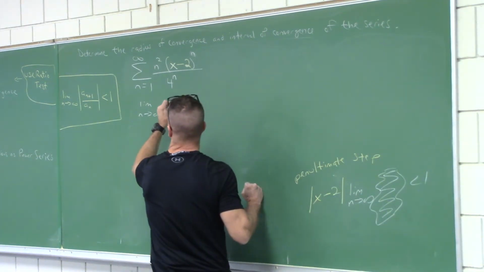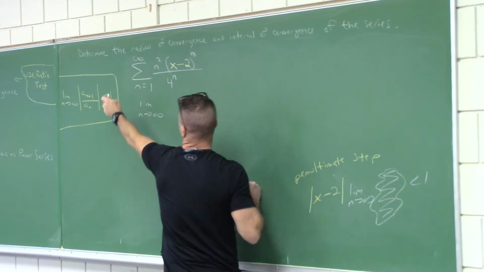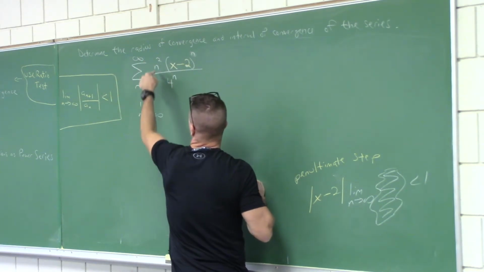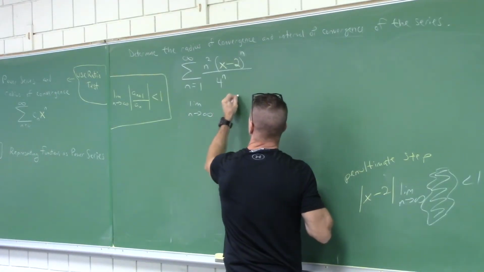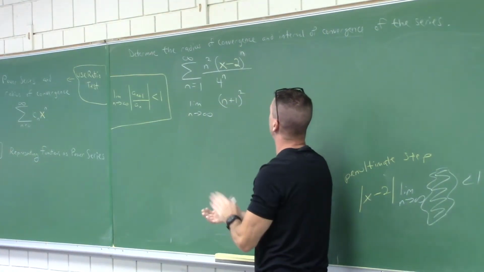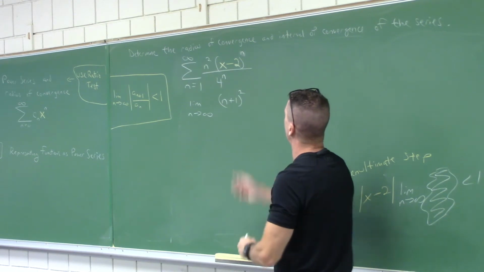All right. So when I'm looking at doing a ratio test, what's that become? Is it n squared plus 1 or (n plus 1) squared? You all are awesome. How about this next part?